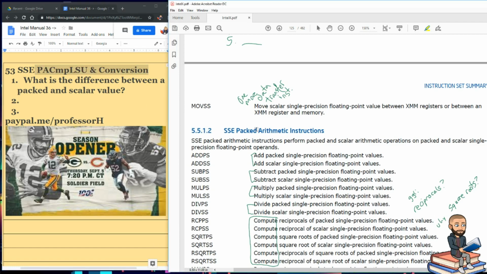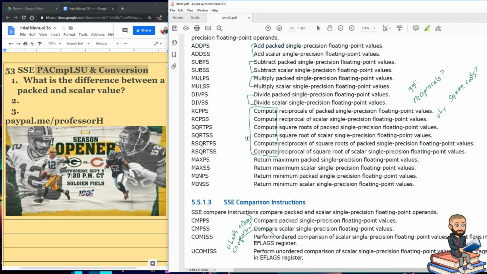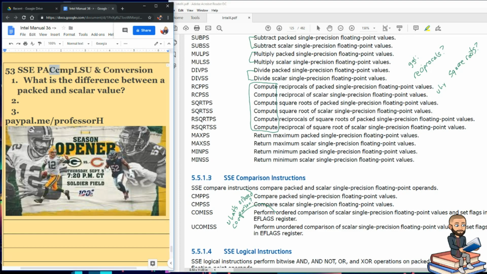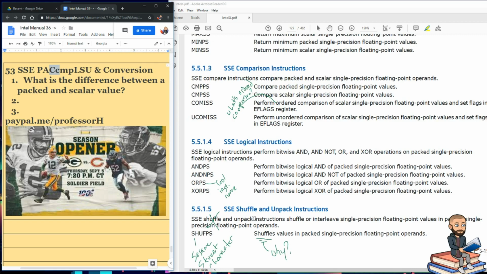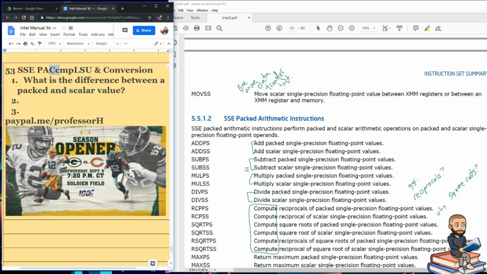All because the first set is about packed arithmetic instructions. Then we got our comparison, so there's the CMP part of it. Guess I'm using P twice. There you go, maybe that looks cooler. The next up is the logical, the shuffle, and the unpack instructions. So see, Intel, you're not the only one who can play these strange mnemonic games.